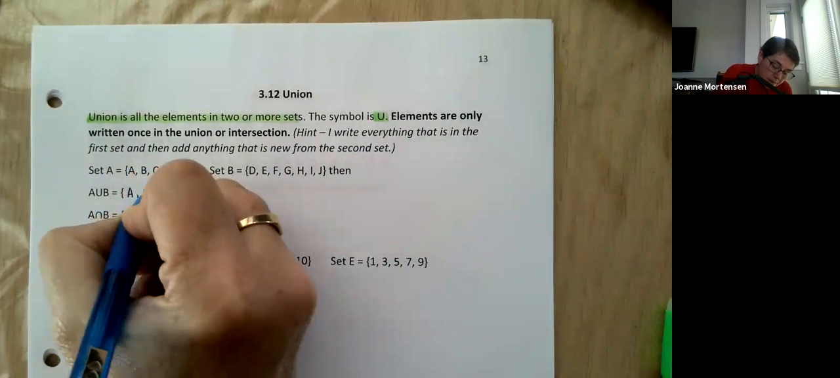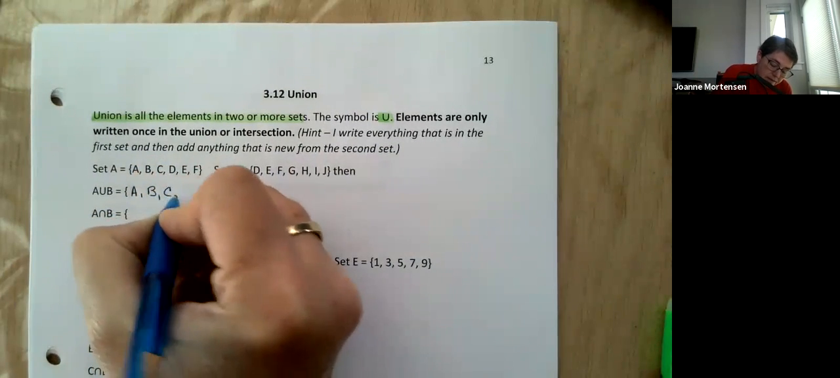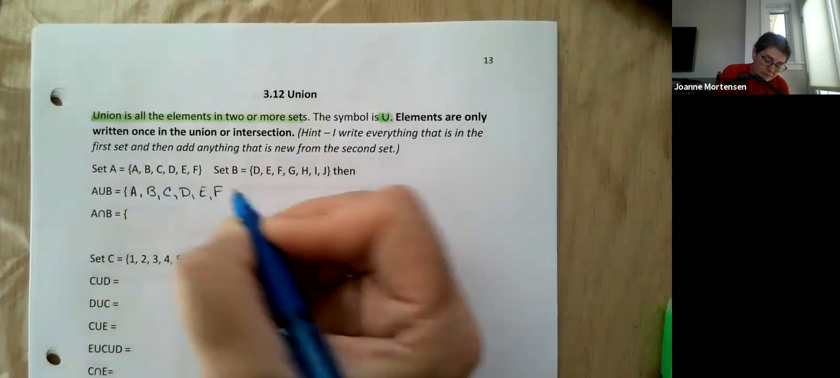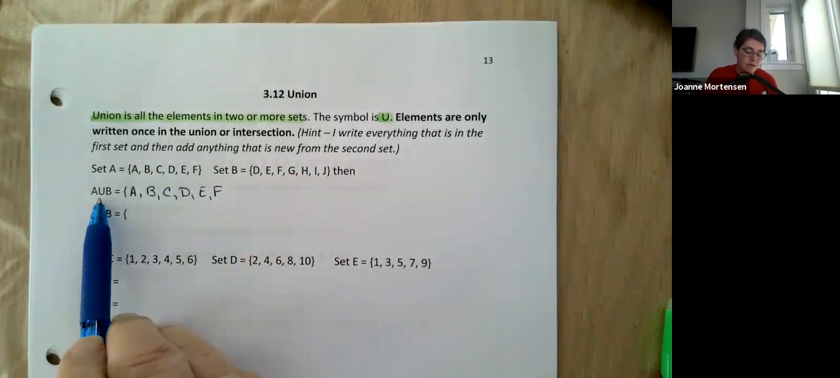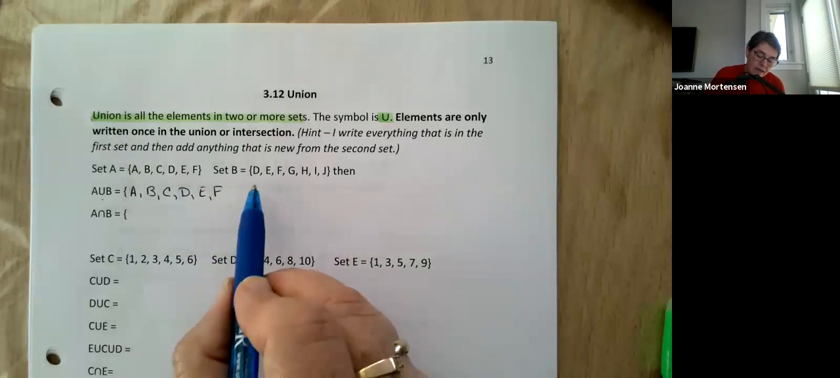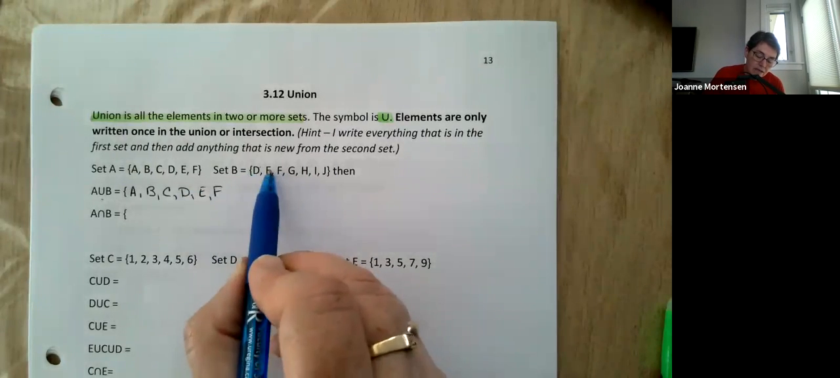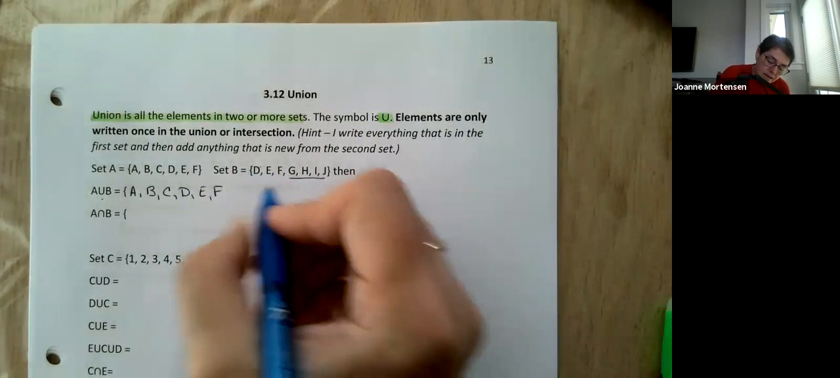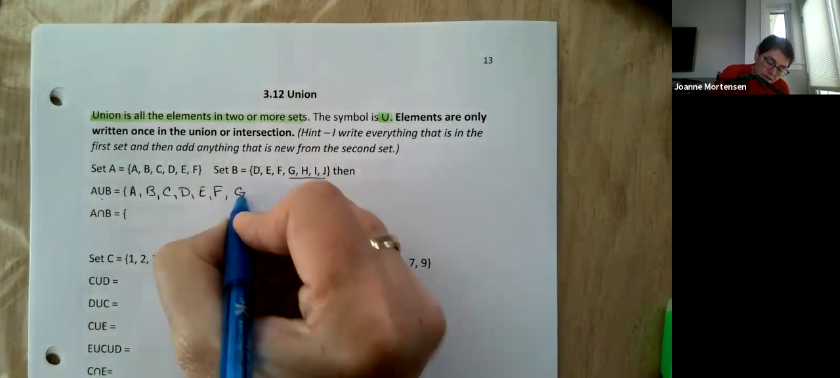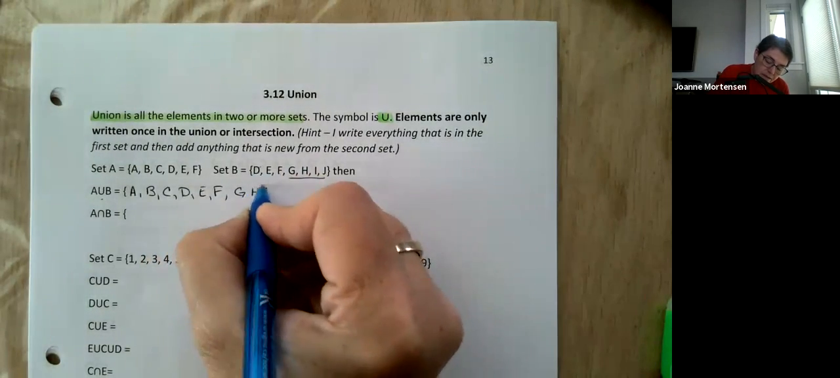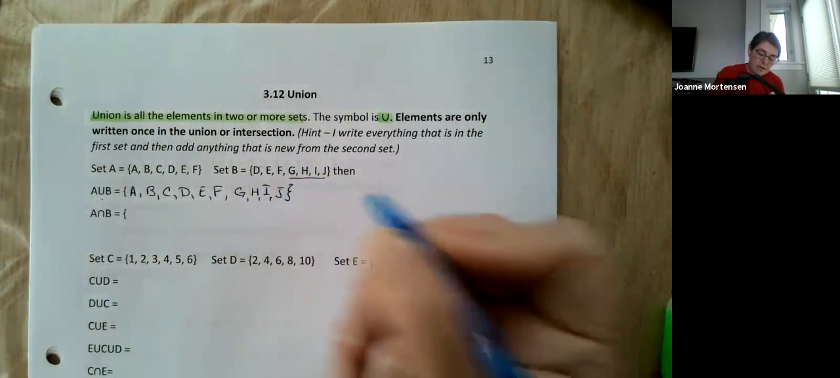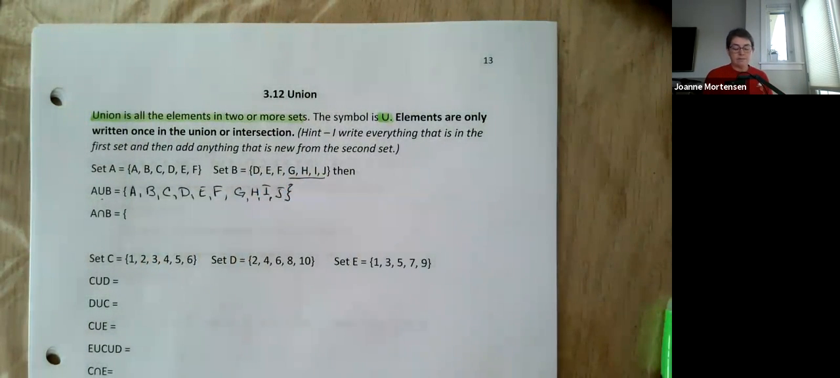A, B, C, F. So everything in my first set, now we're doing union. Now I already have a D. I already have an E and an F, so I don't need that. Then I just need these guys. G, H, I, J. And there we go. Ta-da!